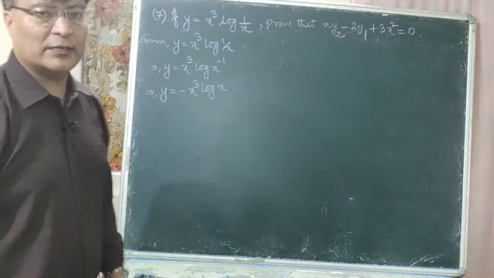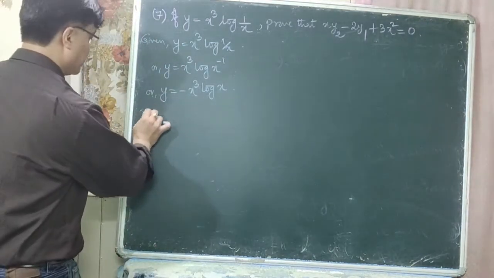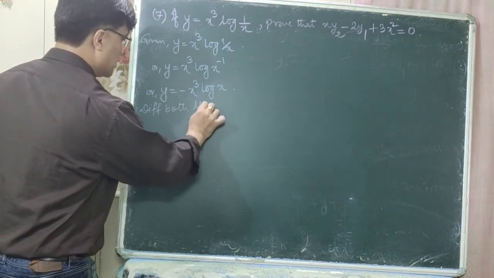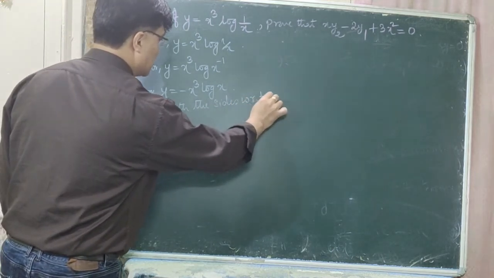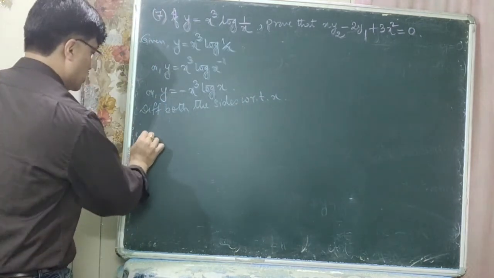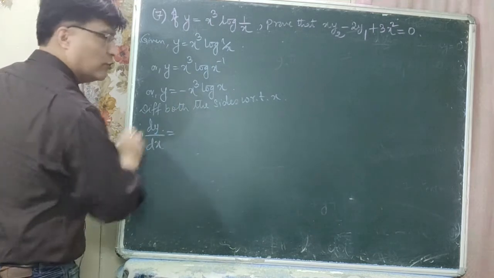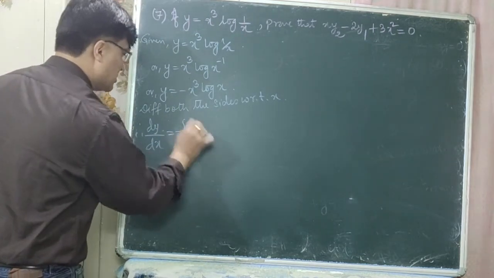Now we will differentiate both the sides with respect to x to get dy by dx. So differentiating both the sides with respect to x. So this is your dy by dx is equal to, now you can use your UV rule. This is the product of two functions. So minus within second bracket.